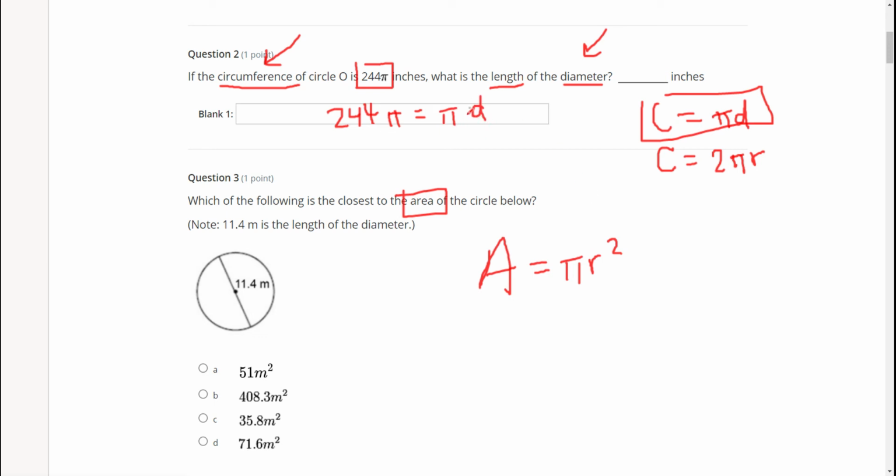How do I get d by itself? What happens when I divide by pi on both sides? What's d equal? If I have 244 pi equals pi d, and I divide out both pi's, what's left over? 244 equals d. The easiest, trickiest question you will ever see. Everybody wants to overthink this.